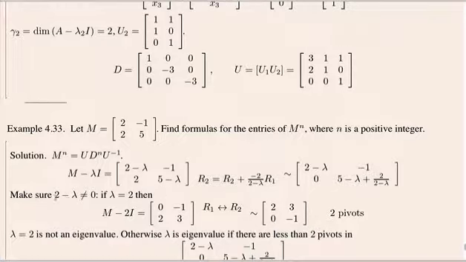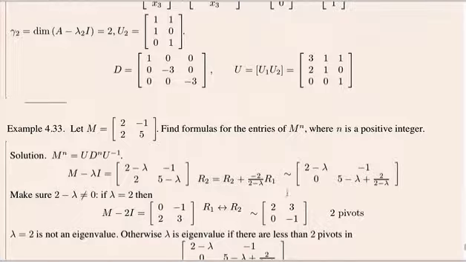We have to make sure that 2 minus lambda is not 0. That means we have to check what happens if lambda is 2. Then M minus 2I is [0, -1; 2, 3]. And then switching row 2 with row 1, we get [2, 3; 0, -1], which has 2 pivots, and that means lambda equals 2 is not an eigenvalue.